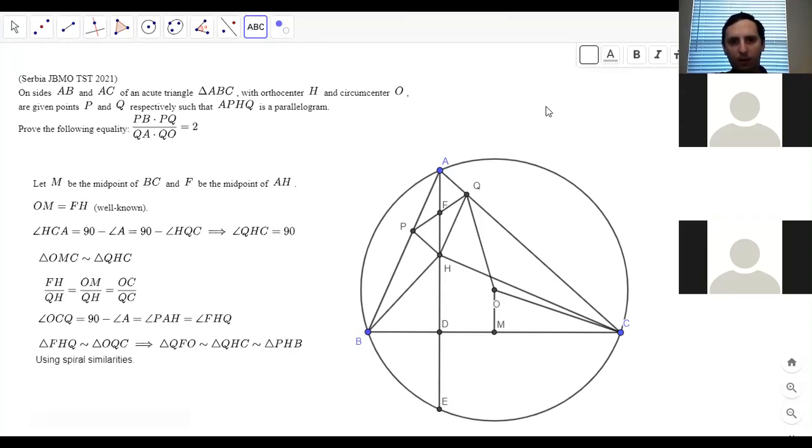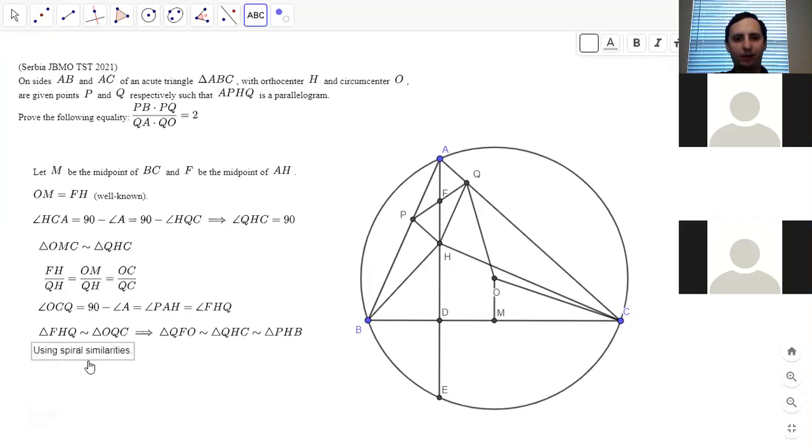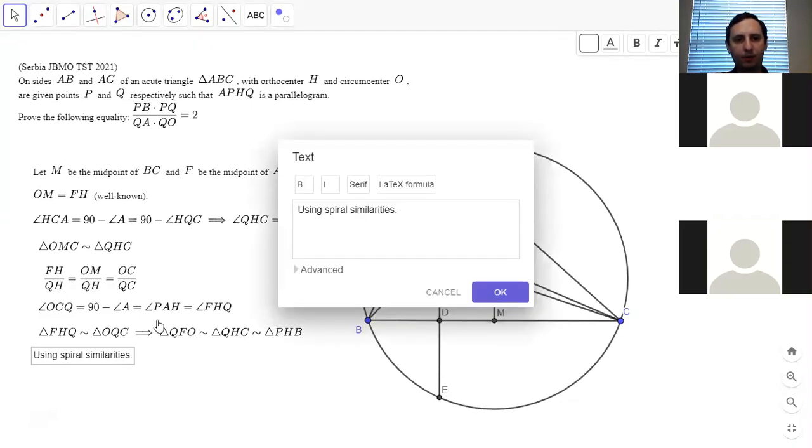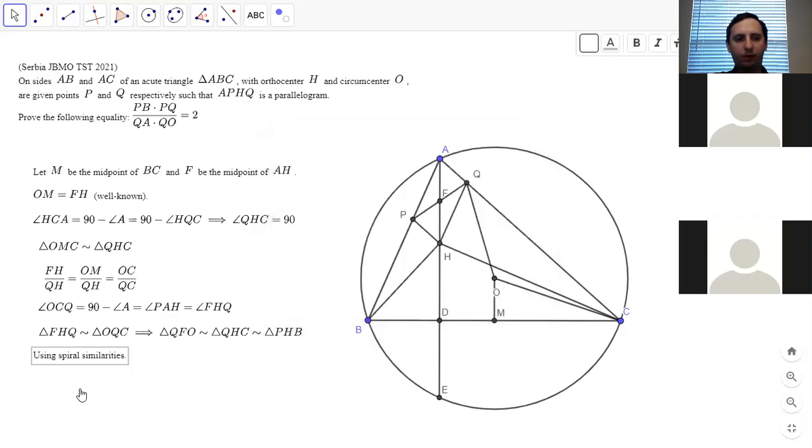So is OM equal to FH? Yeah, OM is equal to FH because it's well known that, so I mentioned that here, but it's well known that OM is half of AH. Yeah, I've used that a lot before in my channels, but you could probably prove that using the Euler line.